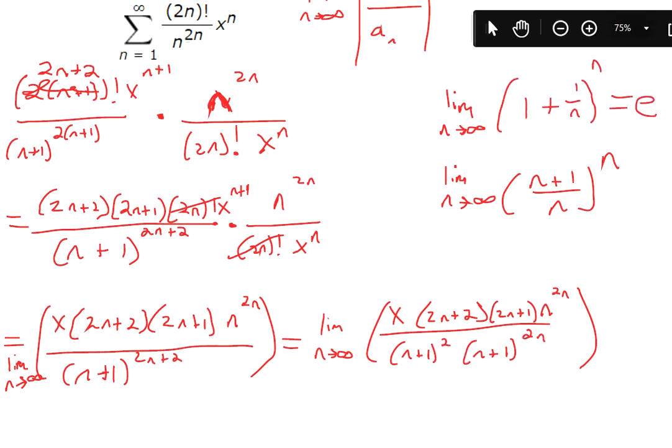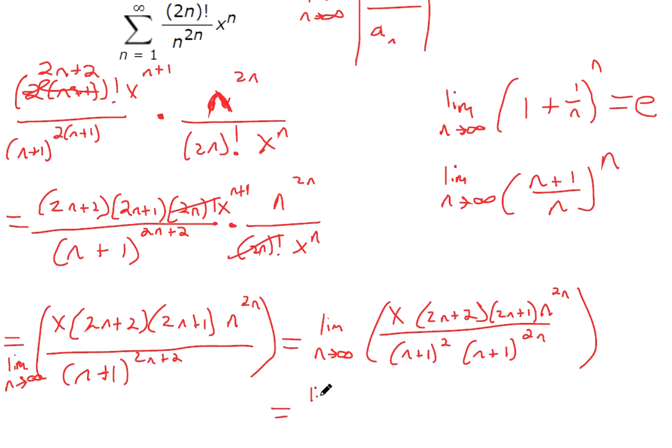And the reason why I did that is because now we can start trying to evaluate this crazy limit that's going on over here. This is the limit as n goes to infinity of x times, if you were to expand all this, that'd be 4n squared plus 6n plus 2. And if you were to expand this down bottom, that would be n squared plus 2n plus 1.